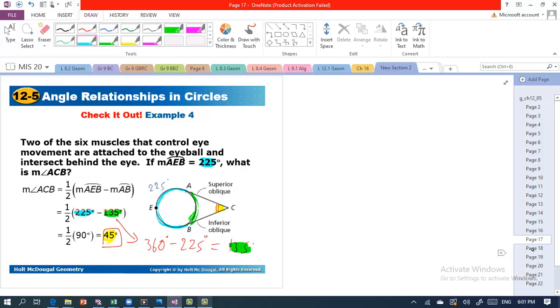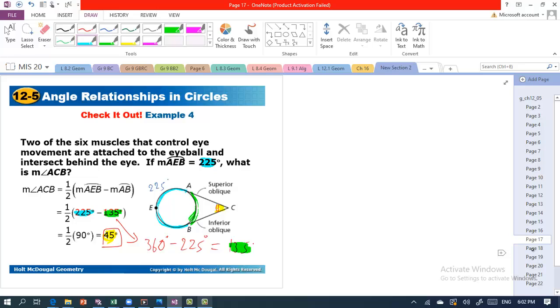Here another one, similarly. Okay, two of the six muscles that control eye movement are attached to the eyeball, and you can see the eyeball is in the circle and they intersect behind the eye, which is here behind, which is C. If measure of the arc AEB is 225, which is the eye or most of it that we see, what is the measure of the angle ACB, which is the external angle?